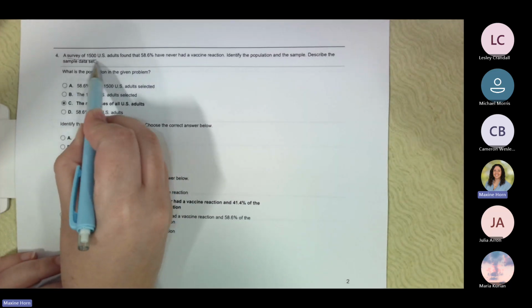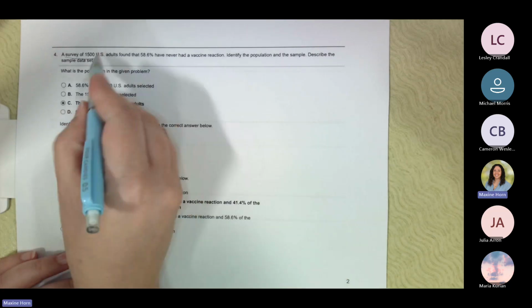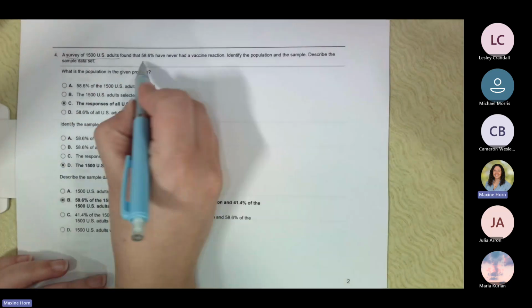Number 4. A survey of 1,500 US adults found that 58.6% have never had a vaccine reaction. Identify the population and the sample. Describe the sample data set. When you're going through questions like these, you want to pay attention to different phrases and numbers. A lot of times you want to be labeling the numbers depending on what they're asking you to do. So they did a survey of 1,500 US adults, and they found this percentage.